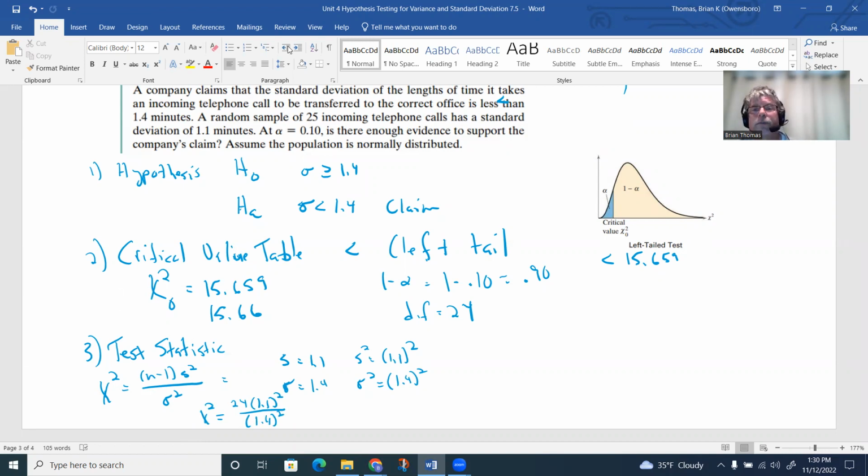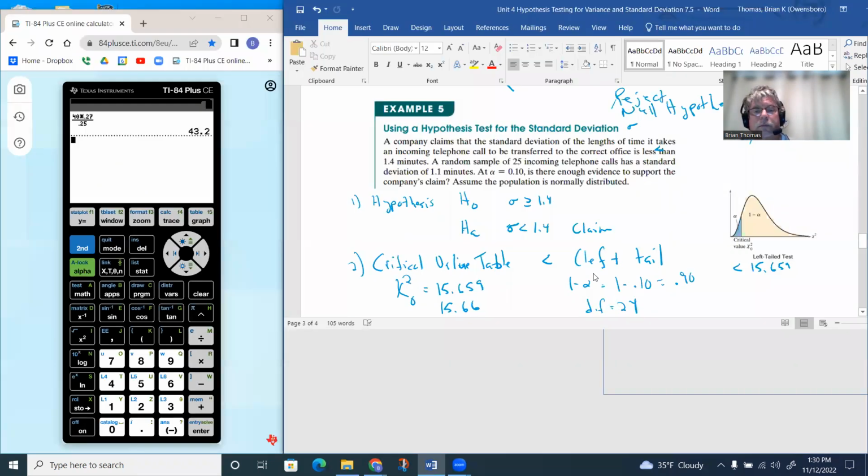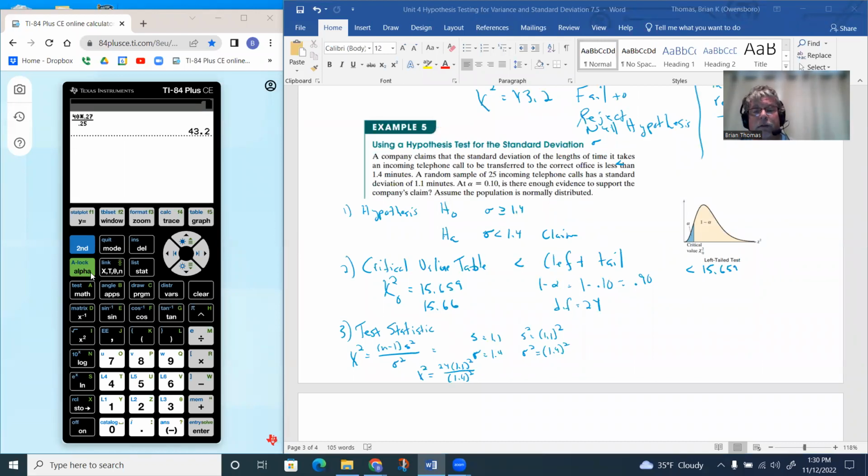So if I can slide this over, I use my alpha button, alpha F1. So I have 24 times 1.1 squared, then on the bottom, I have 1.4 squared. Hit enter, and I get 14.816, or 14.82.